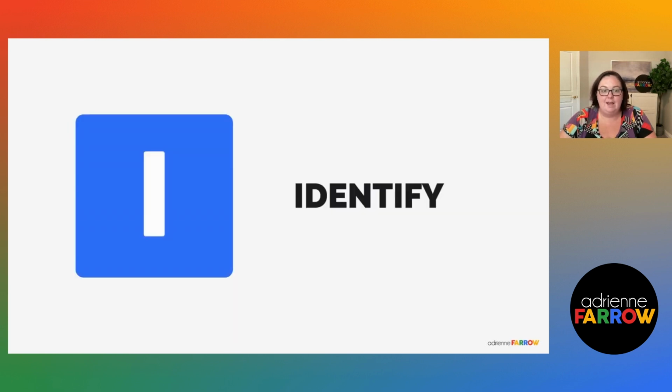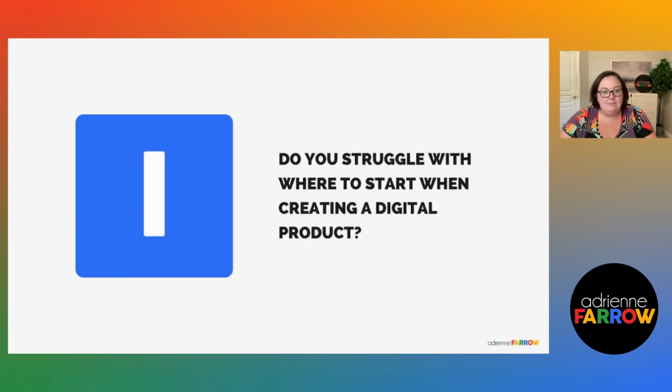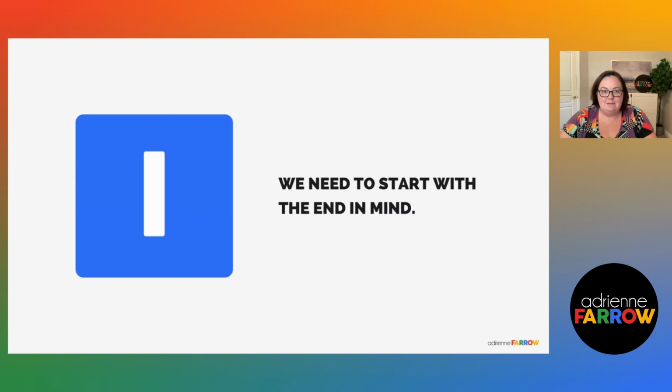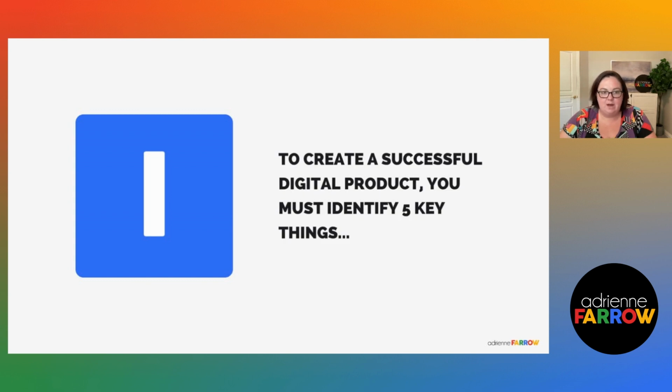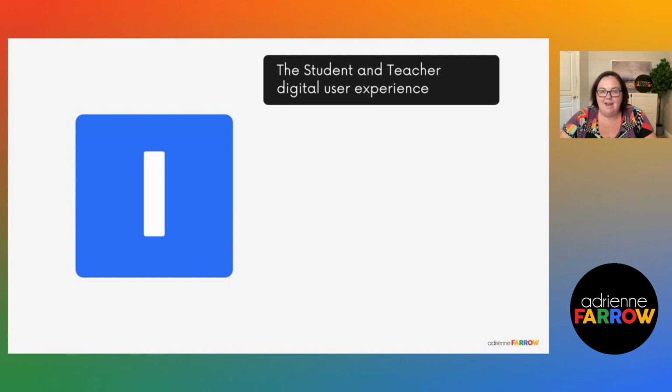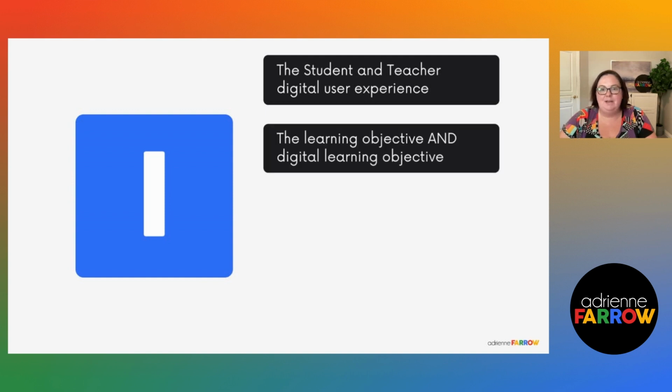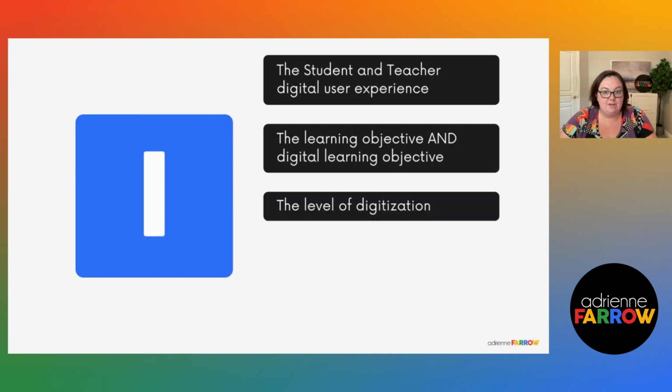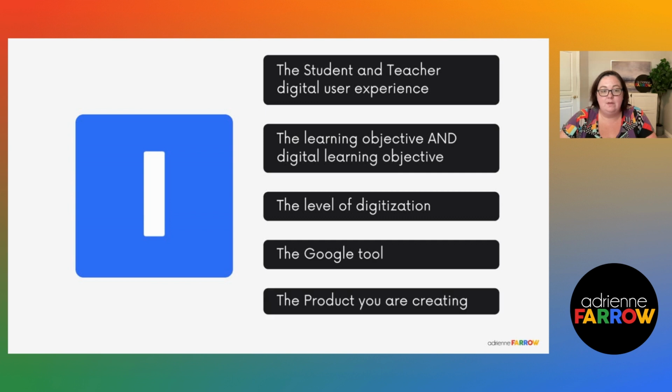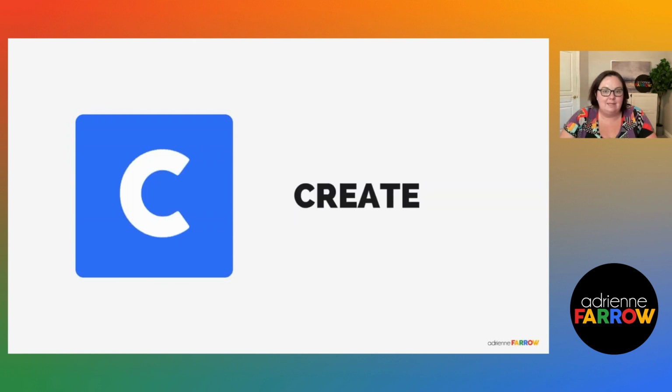So the first part, I, for identify, I want you to think about this question. Do you struggle with where to start when creating a digital product? That's where identify comes in, because we need to start with the end in mind. And to create a successful digital product, you must identify 5 key things. Those are the student and teacher digital user experience, the learning objective and the digital learning objective, the level of digitization, the Google tool, and the product that you are creating. Once you have those 5 parts figured out, then you have a solid concept of what you're going to create.